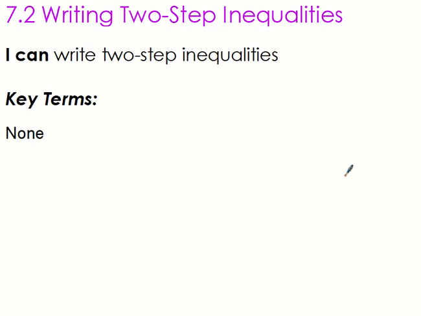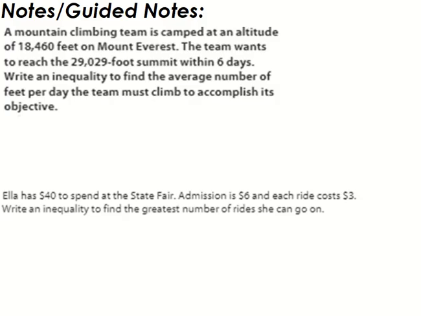7.2. We are writing two-step inequalities. So no solving today, just practicing writing like we did in 6.3, where we wrote two-step equations. So I can write two-step inequalities. Again, no key terms or vocabulary today, everything from the other units.